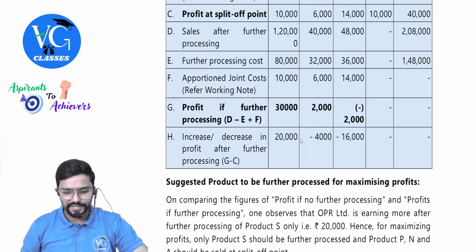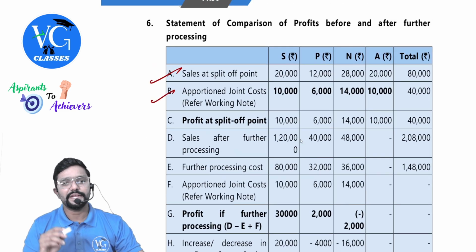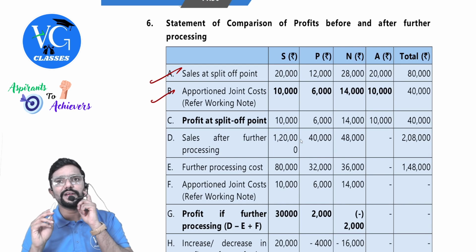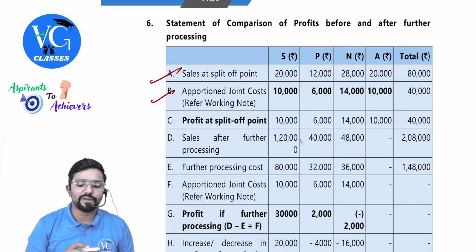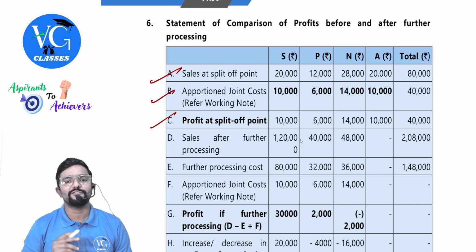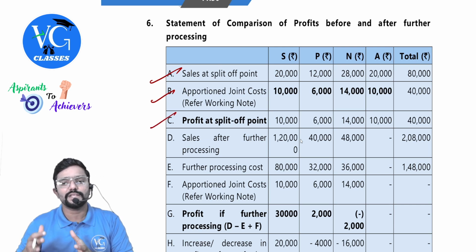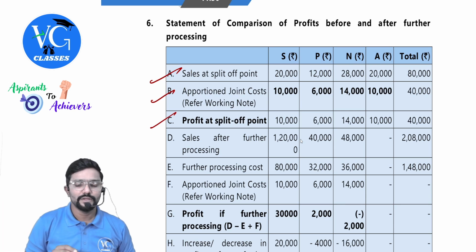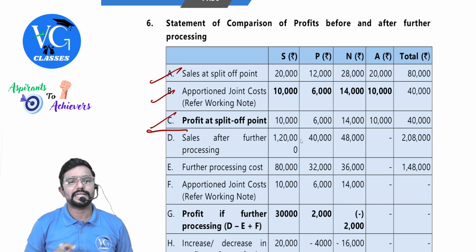Okay, so let us bring it here. When we are selling at split off point, we don't have further processing cost, only joint cost. Now, what is the profit if I sell at split off point? 10,000, 6,000, 14,000, 10,000, total is 40. Okay, one part we are done here.